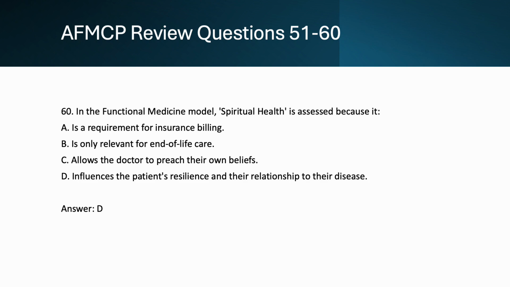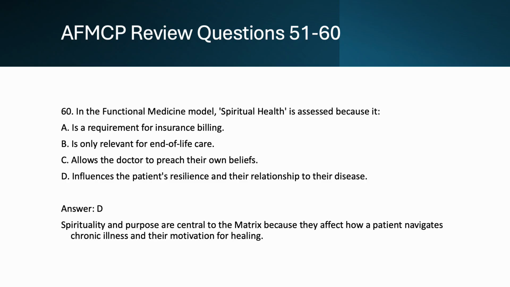And the correct answer is D, influences the patient's resilience and their relationship to their disease. So spirituality and purpose are central to the matrix because they affect how a patient navigates chronic illness and their motivation for healing. A is incorrect because spiritual health is not a requirement for insurance billing. B is incorrect because spiritual health applies to all lifespans rather than just end-of-life care. C is incorrect because spiritual health focuses on the patient's own beliefs rather than the doctor preaching their own beliefs. So overall, the correct answer is D, influences the patient's resilience and their relationship to their disease.